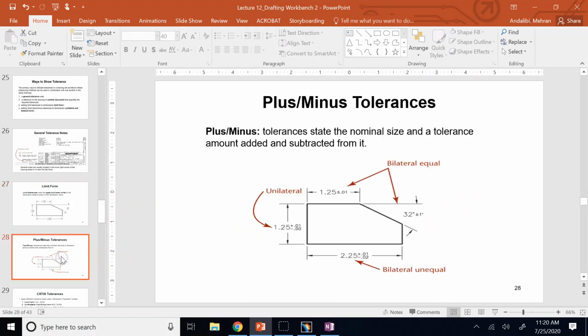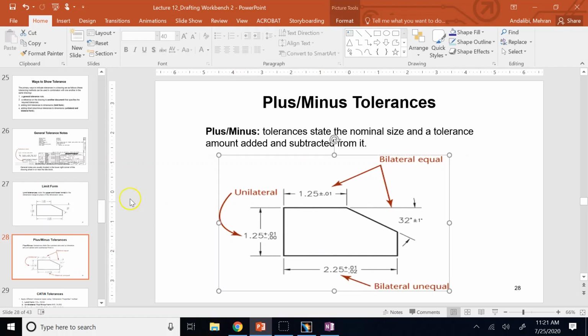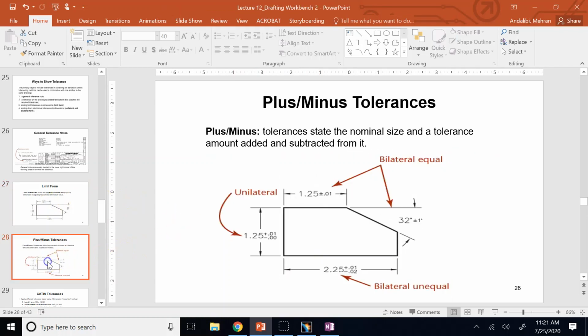In the plus minus form, you show the nominal dimension, 1.25. That's what you want to aim for, but you can be off by 0.01 plus or minus, or you can be off on the upper side by 0.01, but on the lower side you cannot be off. In other words, you have to always make the part at or bigger than 1.25. You can never make it smaller than 1.25, okay? So limit form, plus minus form.